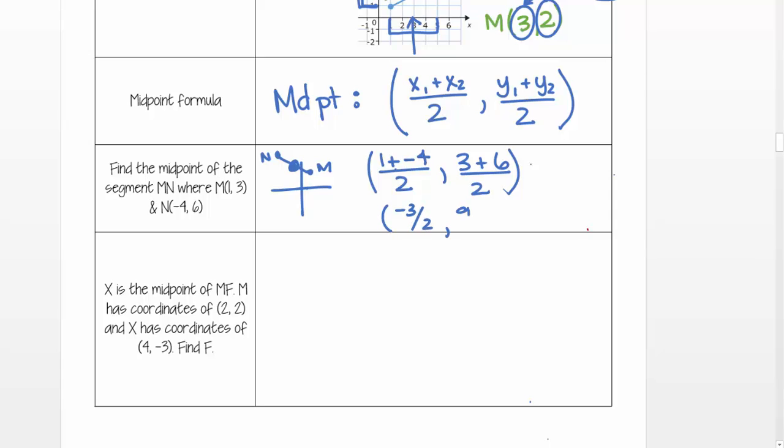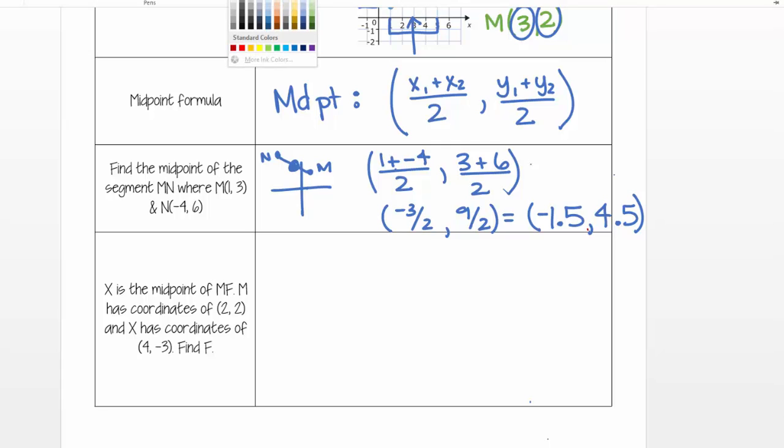3 plus 6 gives me 9. And you can leave it like this, or we could convert it to decimals if you really wanted to. So this is like negative 1.5, comma 4.5. And I always think it's a good idea to make sure that your answer makes sense. So I drew this little rough sketch on here, but back 1.5 and up 4.5 would make sense with where I have that dot.